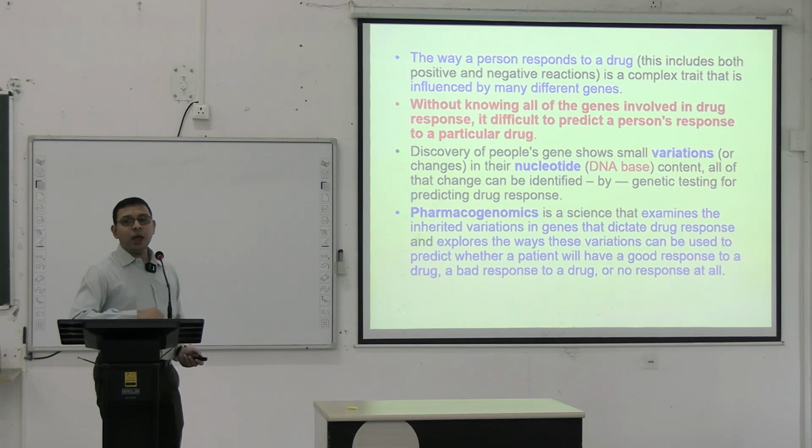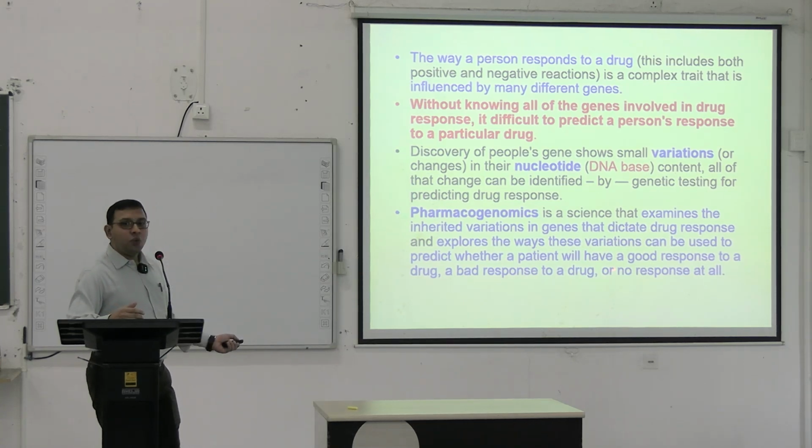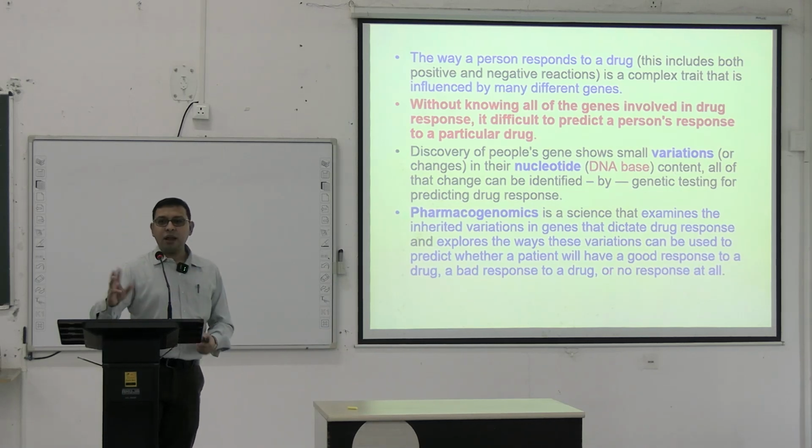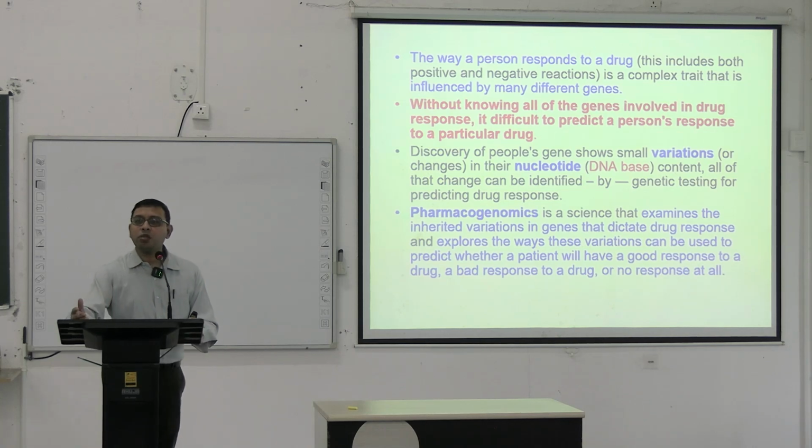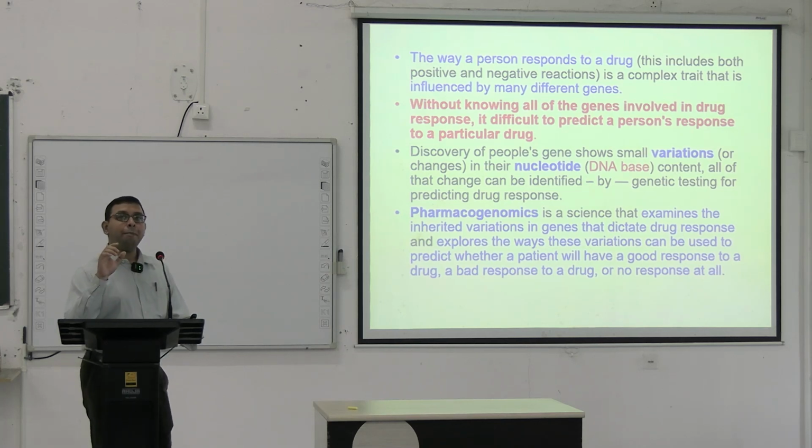So basically we are making prediction models of whether a patient will have a good response to a drug, a bad response to a drug, or no response to a drug. So these are the three options: good response, bad response, or no response. Whether we can predict more aptly, that is the main target of pharmacogenomics.